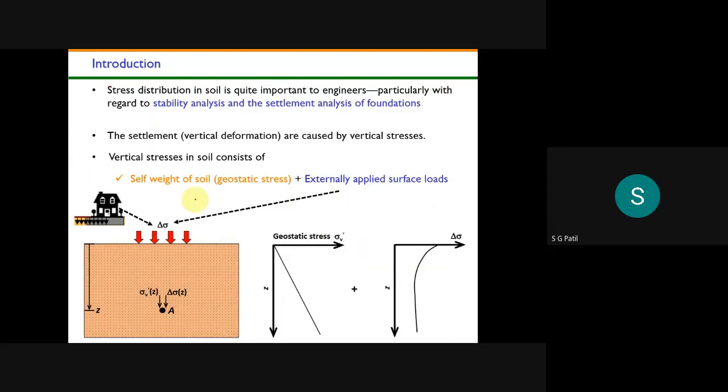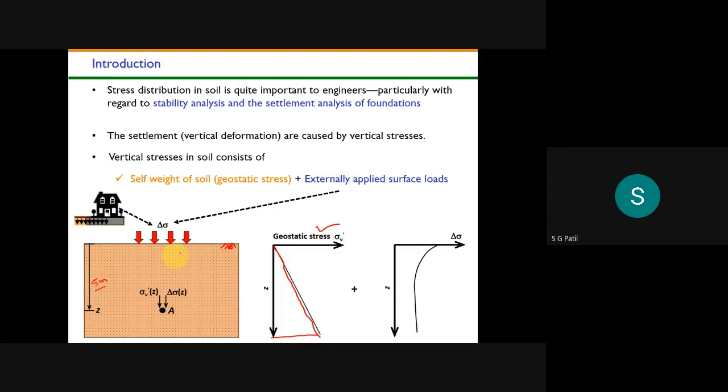As I told in my previous explanation, there are two types of stresses in the soil mass. This is my soil mass, this is my structure. Before constructing any structure, the stress here will be geostatic stress. Geostatic stress increases linearly as you go deeper inside the soil. How to find this geostatic stress? It is simply the depth times the unit weight of the soil. Suppose the depth is around 5 meters.